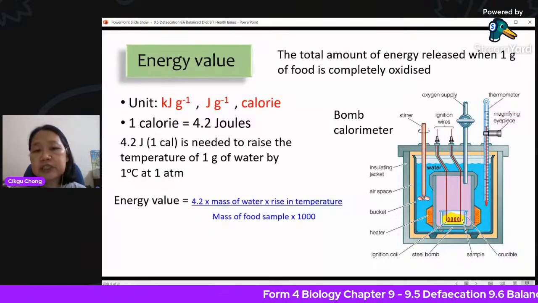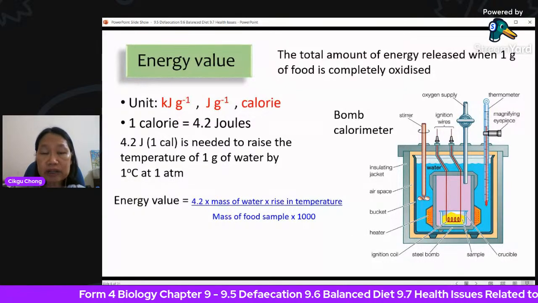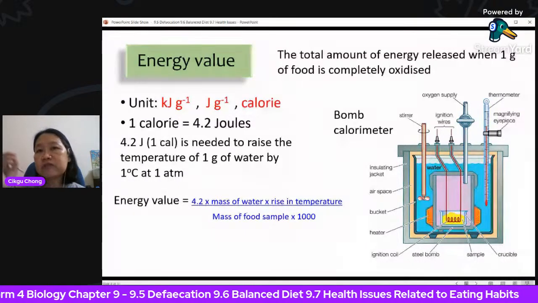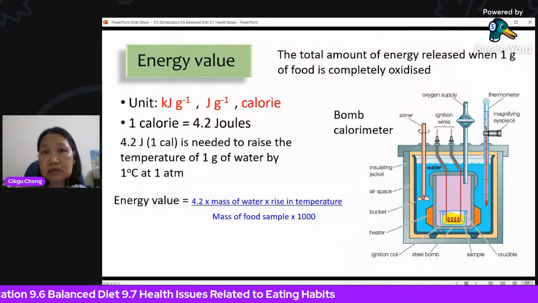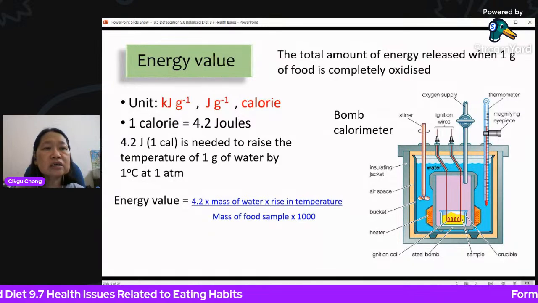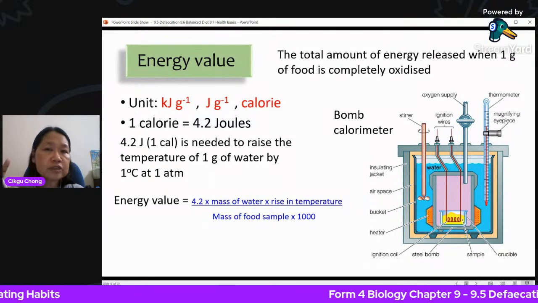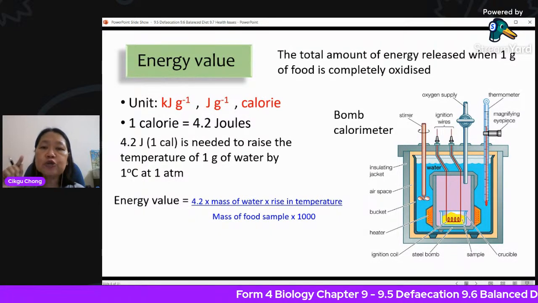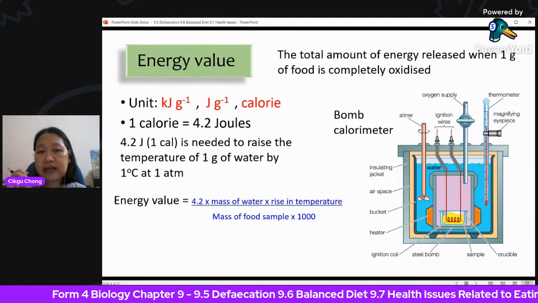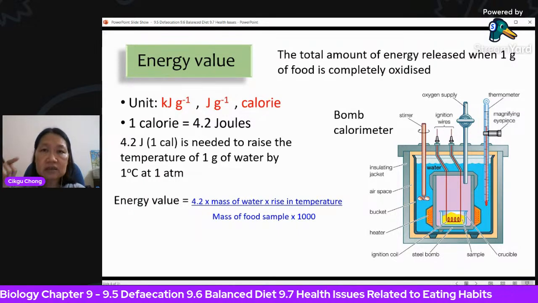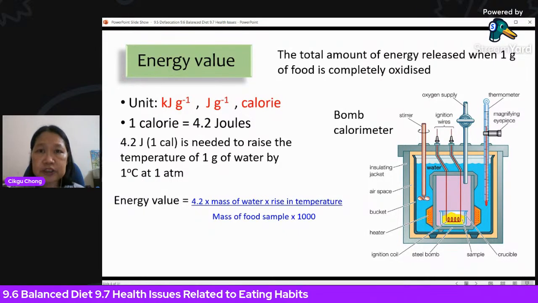And then the rise in temperature. Before you burn your food, you have to measure the water temperature. This is the initial temperature. When you burn the food, the temperature will rise, and you wait until it reaches the highest reading and read that off. Then you take the difference, final minus initial, and that is your rise in temperature.